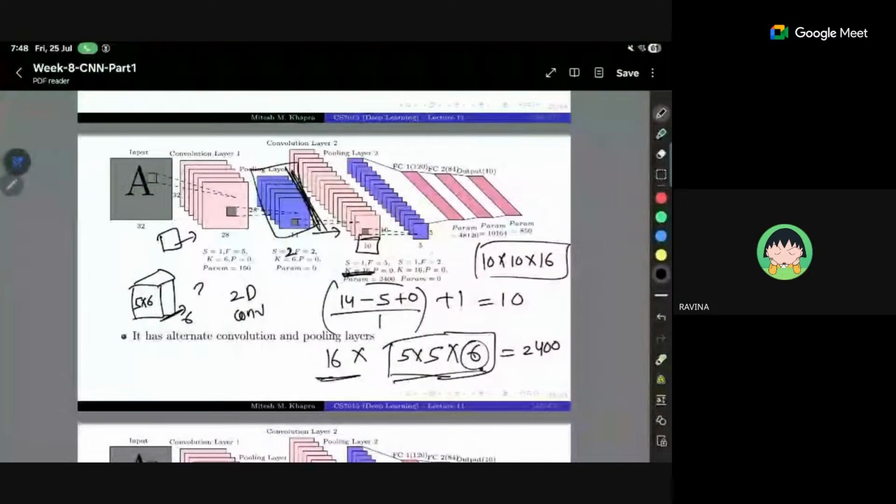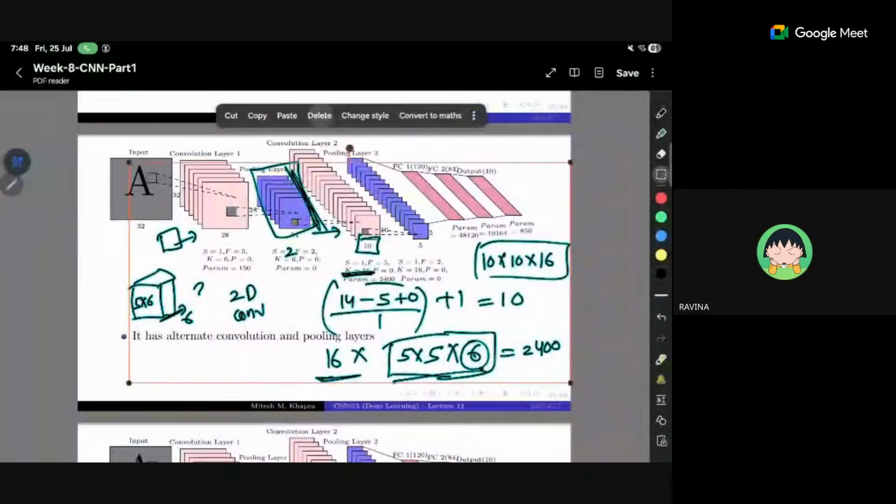Now, what are we doing next? We are again doing a pooling layer. It could be max pooling, average pooling, anything. But what will be the output after this? What would be the output size? So, can you do this?